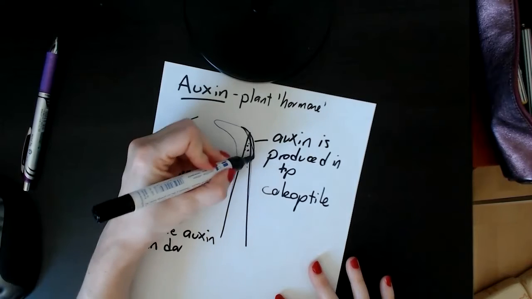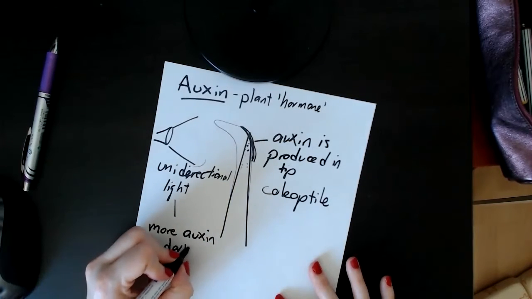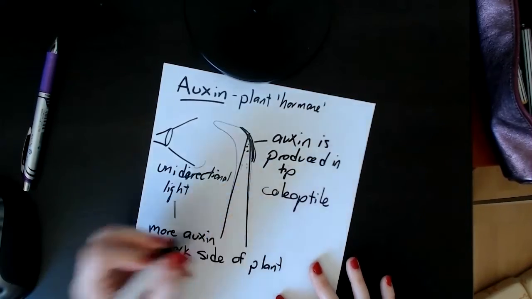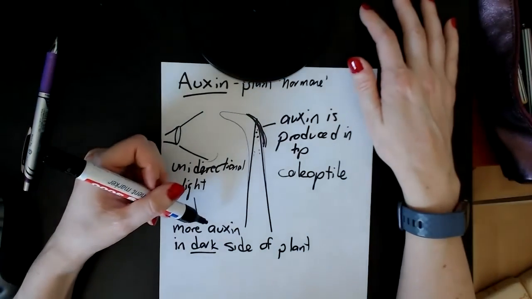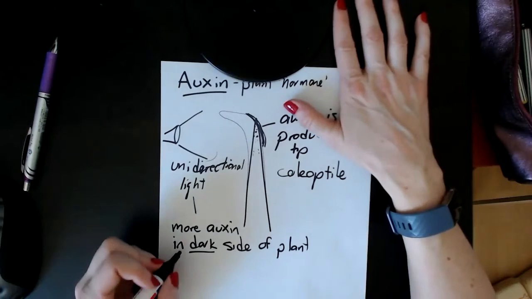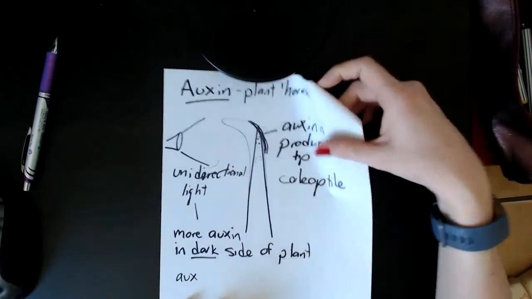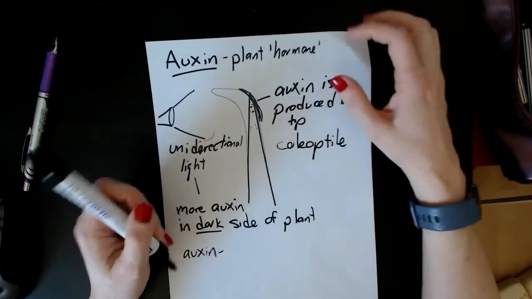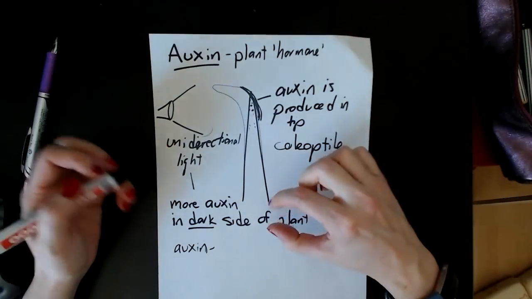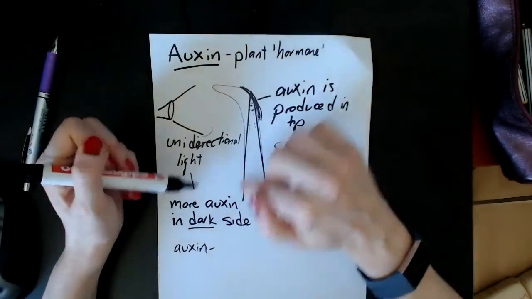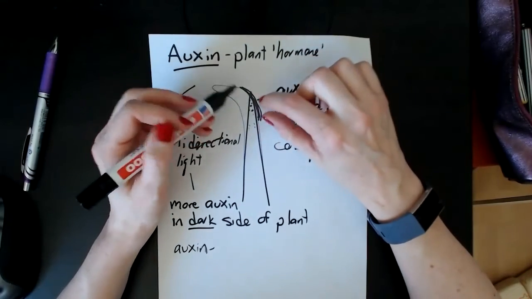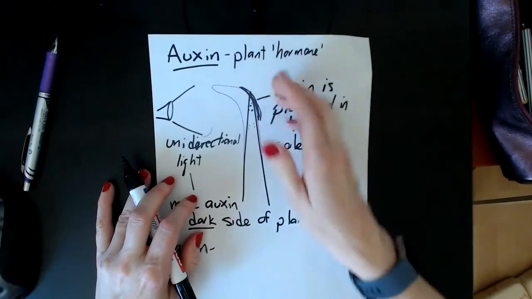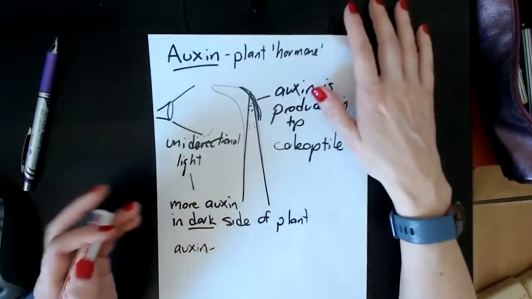So over here on this side, you're going to get more auxin. And what auxin actually does in stems is that it causes cell elongation and growth. And so the cells on the dark side, because they have more auxin, get larger and grow more. And so that forces a turn because these cells now are taking up more space. So it turns towards the light.